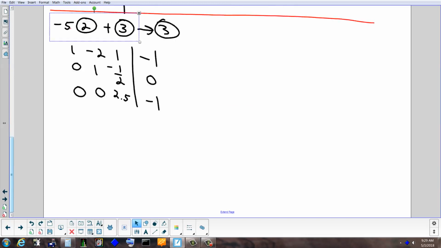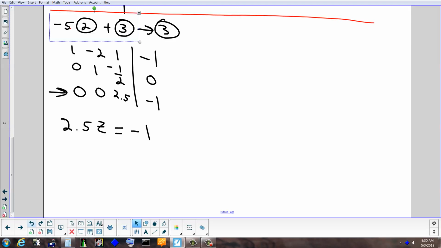-1. All right. Now, I said getting a 1 here is kind of optional, and I usually hold off on that part because we're basically done. I know we don't have any answers yet, but we've done 90% of the work in this problem. What does this last row say if you translated it from a matrix back to an equation? Yeah, 2.5z equals -1. It says 0x plus 0y plus 2.5z equals -1.